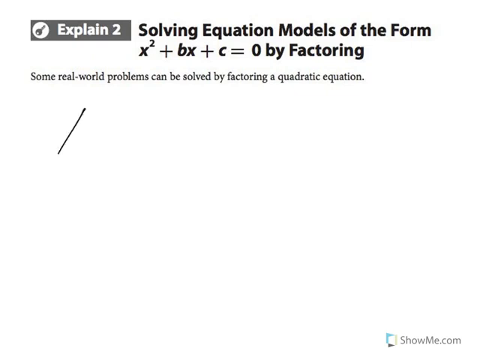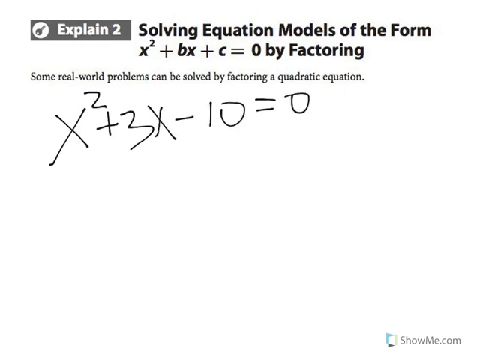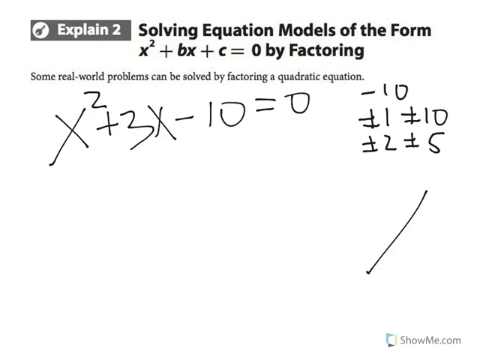Say I were to give you the equation x squared plus 3x minus 10 equal to 0, and we ask you to solve for x. From yesterday, we look at the factors of negative 10: plus or minus 1 or plus or minus 10, and plus or minus 2 or plus or minus 5. We're looking for two numbers with a product of negative 10 and a sum of positive 3. The only combination is negative 2 and positive 5.